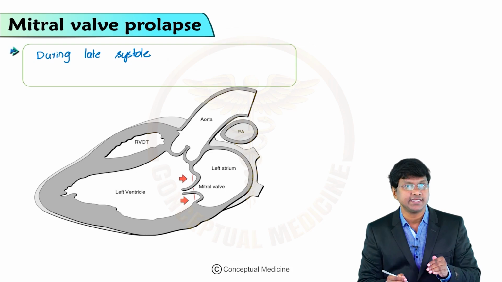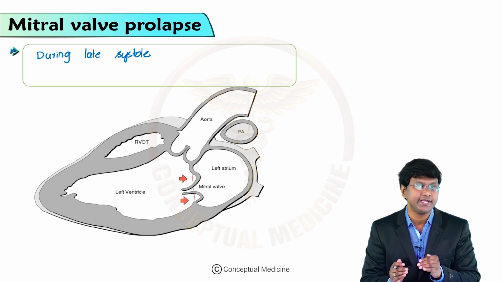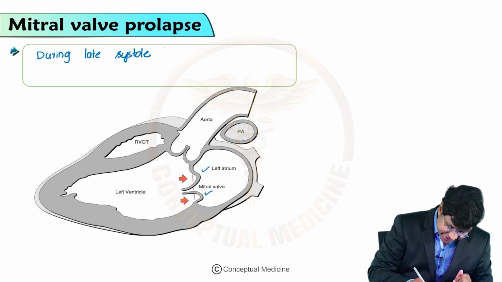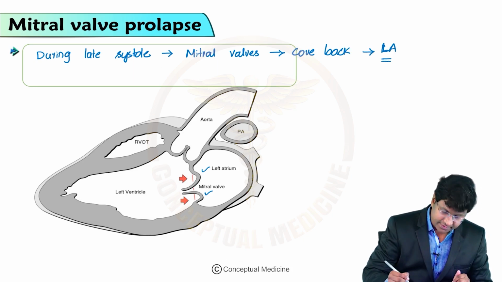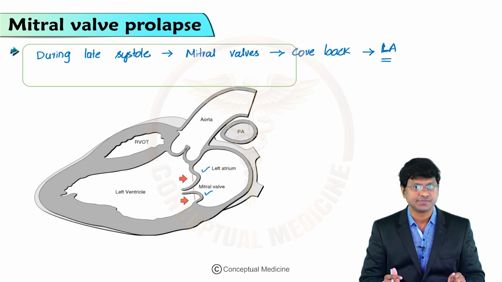during the late systole, the mitral valve leaflets cove back into the left atrium. So you can observe that here. During the late systole, the mitral valves cove back into the left atrium. That is what will happen in patients with mitral valve prolapse.